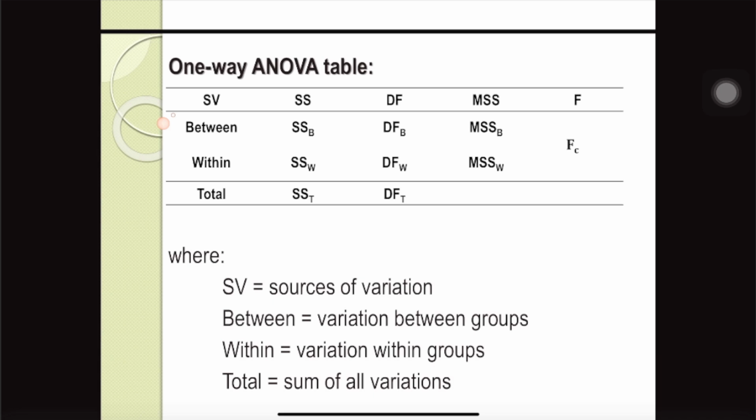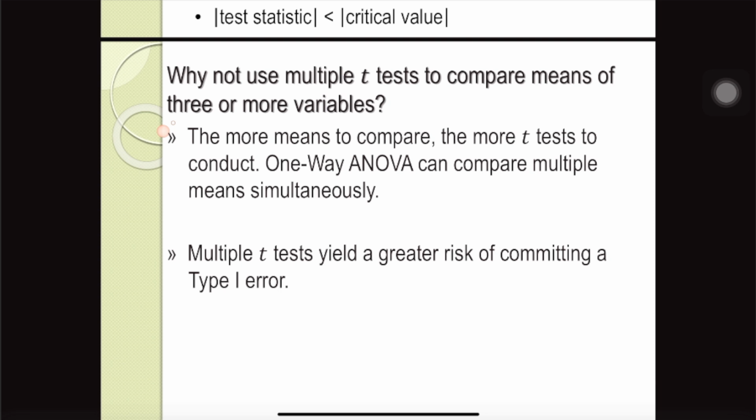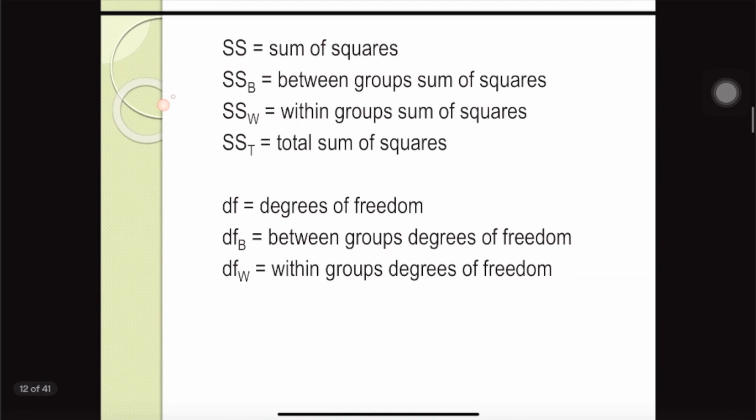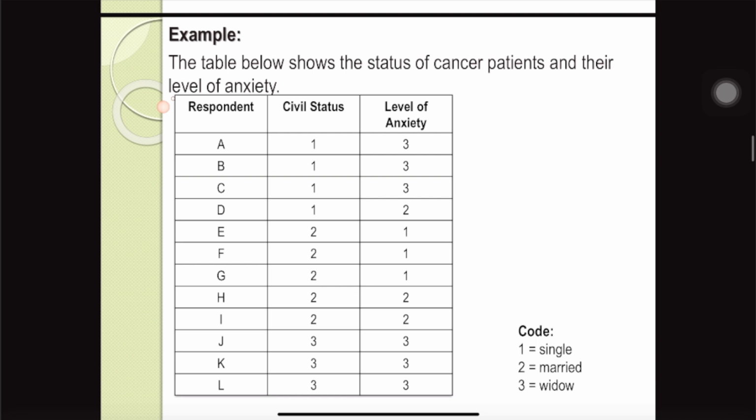Hello, so I'm just going to quickly discuss the one-way ANOVA table. The one-way ANOVA table is used in order to compare multiple means simultaneously, so you won't have to do a lot of t-tests. Say you're given this table here. You won't have to use multiple t-tests to check if they have significant impacts to each other. You can just use the ANOVA table.